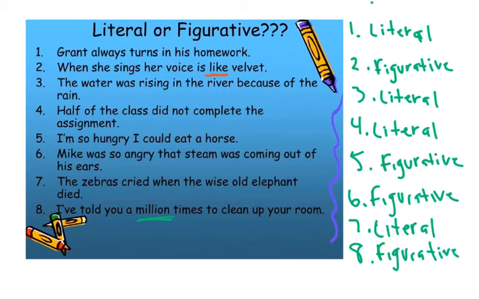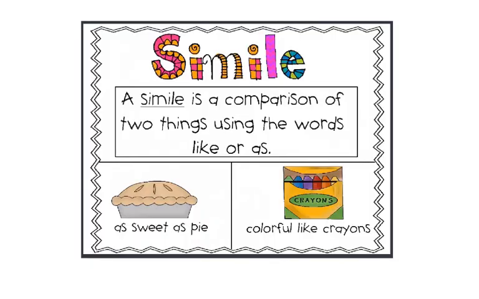So the second video you watched was about similes in pop culture. It had a lot of famous song lyrics and movie quotes in it. So a simile is a comparison of two things using the words like or as. A comparison of two things using the words like or as.